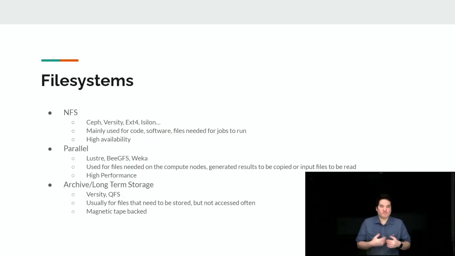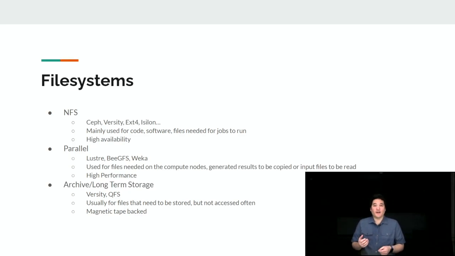Now, different types of file systems that are typically available to an HPC cluster. Usually there is a network file share. These are your high availability, maybe backed up file systems. Ceph, Versity, ext4, Isilon, all sorts of stuff. This is mainly used for code and software files that are needed for the jobs to run.